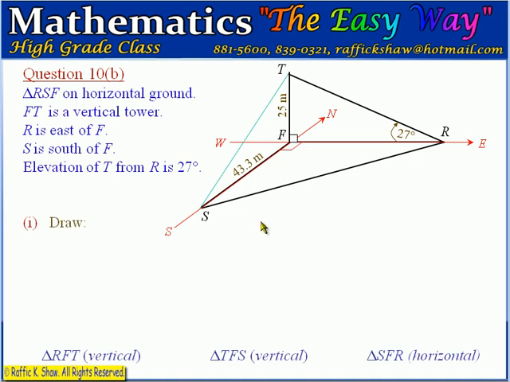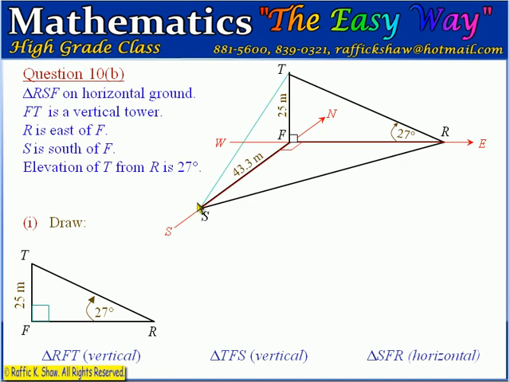The first part of this question wants us to draw separately the triangles RFT, which we said is a vertical triangle, that's this one. They want us to draw triangle TFS, that's this one, also a vertical triangle. And then we're required to draw triangle SFR, which we said is a horizontal triangle. And so the first triangle here is a right angle triangle. The angle here is 27 degrees, and the height of the tower here is 25 meters. So we can extract that triangle and place it here. So that's our first triangle, a vertical triangle, triangle RFT, and the dimensions are shown here.